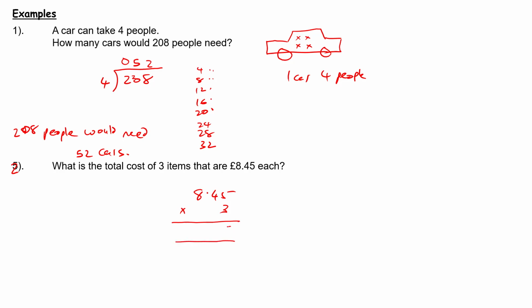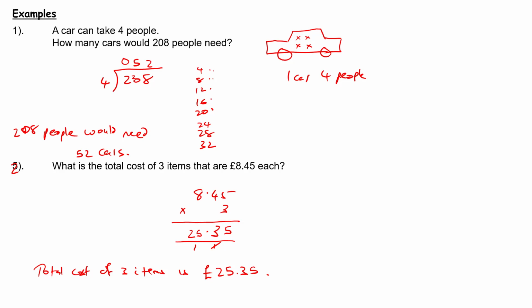3 5s are 15, so it's 5 carry the 1. Still looks like 15. 4 times 3 is 12, plus the 1 is 13. So 3 carry the 1. Don't forget to cross that out. Decimal, and then 3 4s are 24, plus the 1 is 25. So we can say the total cost of 3 items is £25 and 35p.